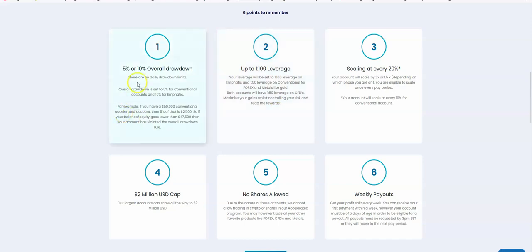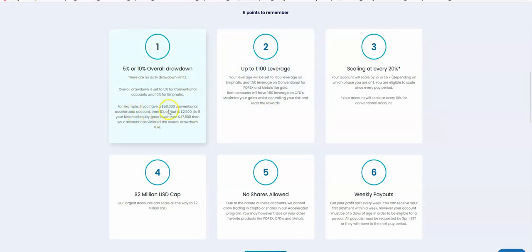That's the rules. Now, let me show you something. It says there is no daily drawdown limit, as I just told you. No daily drawdown limit. Overall drawdown is set to 5%. So that's the conventional account. Then the empathy account is 10%. The empathy account is more expensive than the conventional account. So the more expensive the account is, the more overall drawdown they allow.